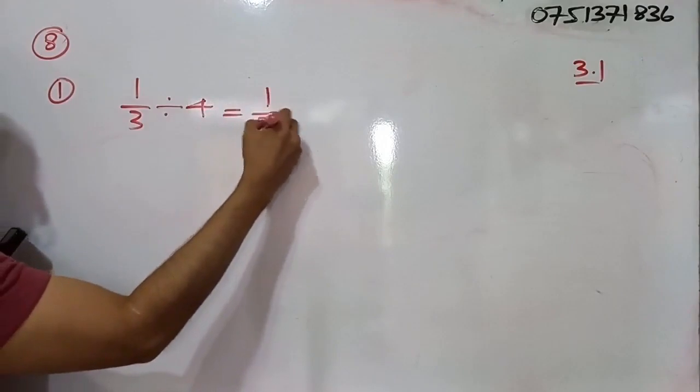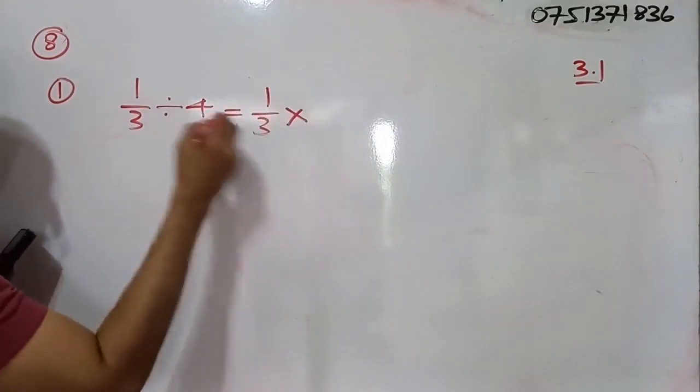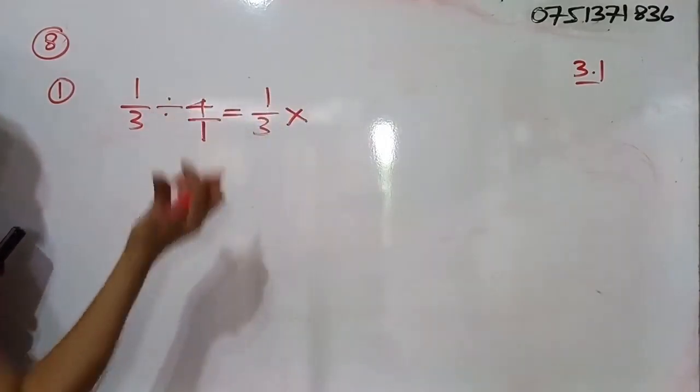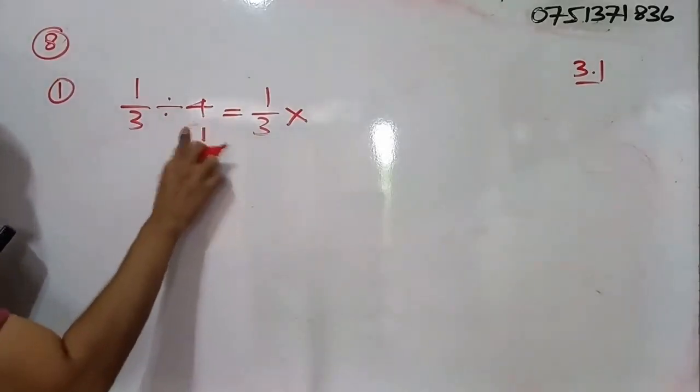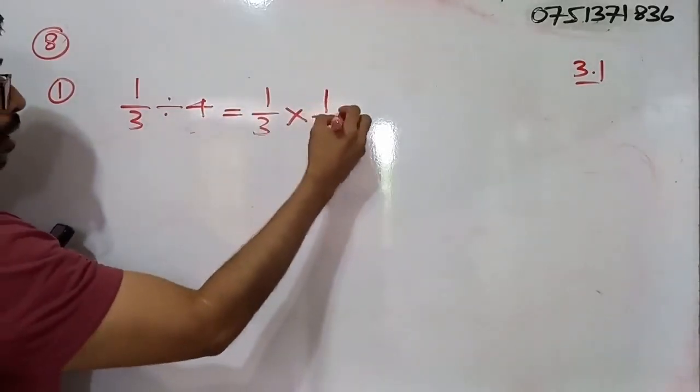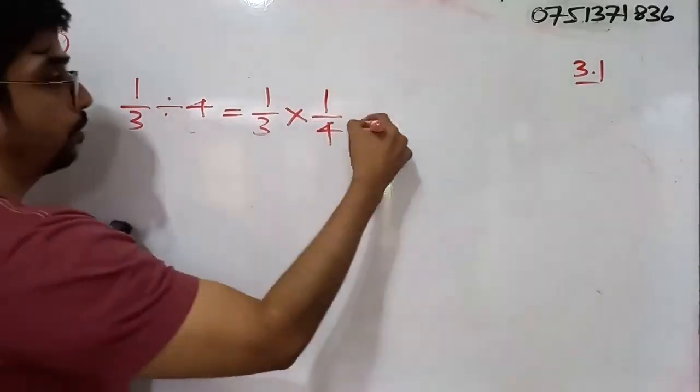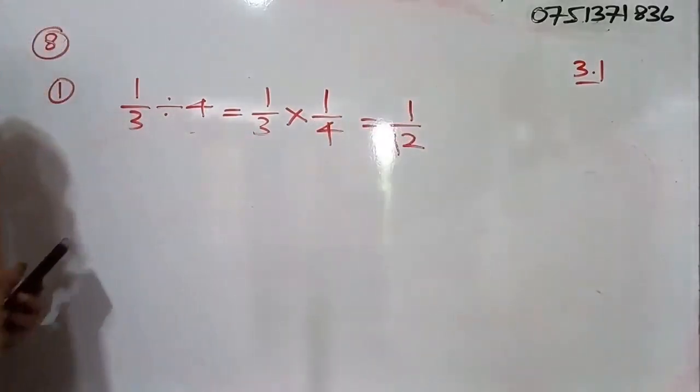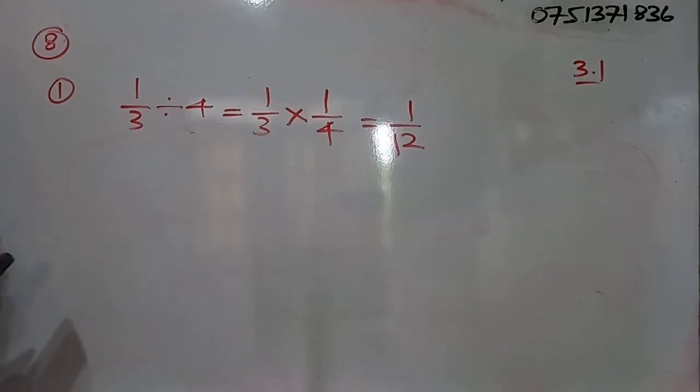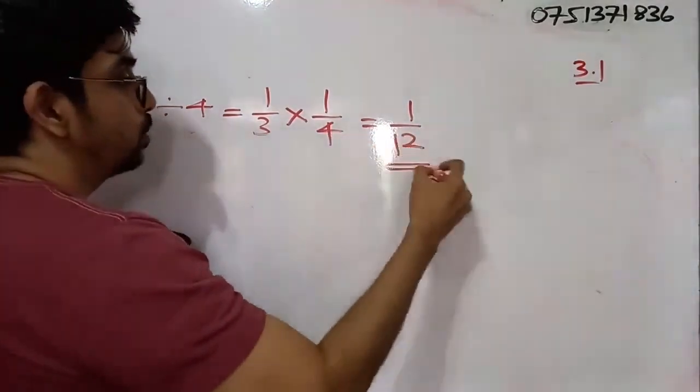So we know 1 by 3, that means what? Multiplied by what? Reciprocal of 4, which is what? 1 by 4. So what will it be? 1 by 12. Make the answer. Right? So the answer is 1 by 12.